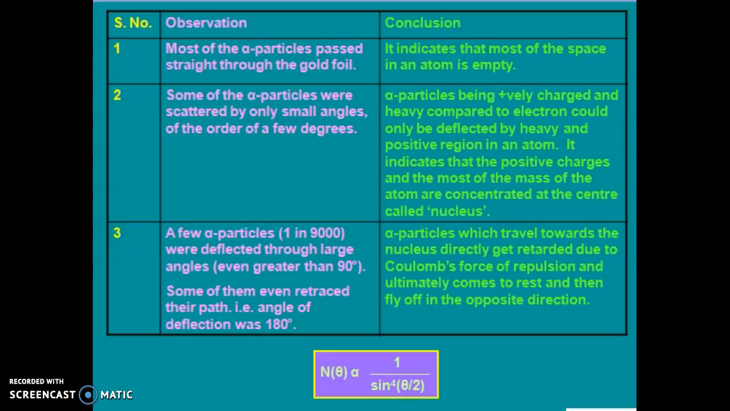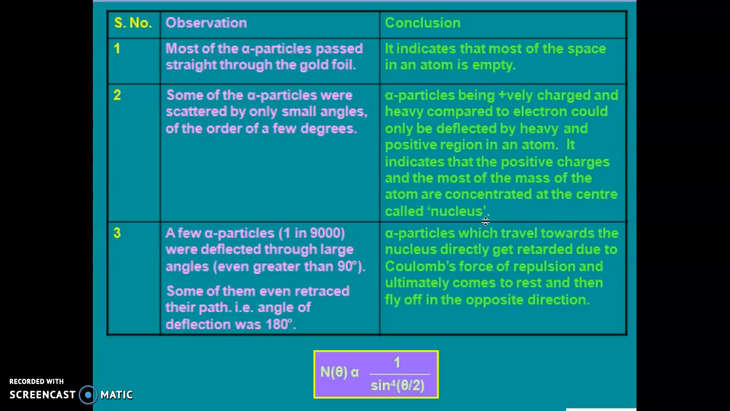Most of the alpha particles passed straight through the gold foil. It indicates that most of the space in an atom is empty. Second, some of the alpha particles were scattered by only small angles, of the order of a few degrees. Alpha particles, being positively charged and heavy compared to electrons, could only be deflected by a heavy positive region in an atom. It indicates that positive charge and most of the mass of the atom are concentrated at a center that is called the nucleus. This is how we got to know about the nucleus.